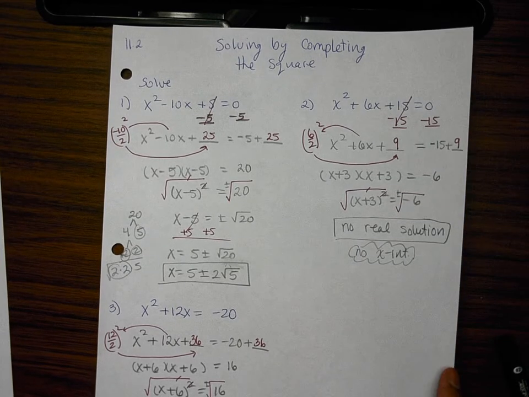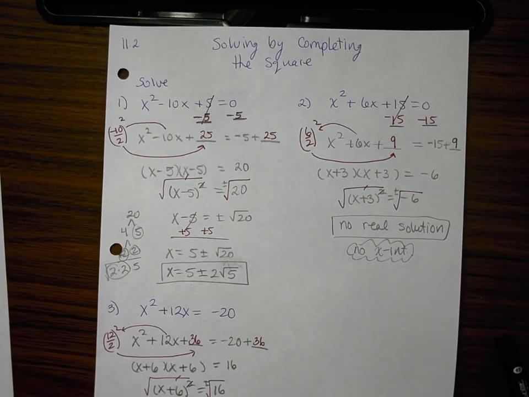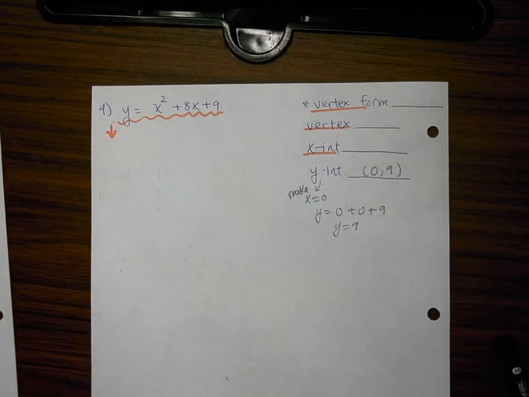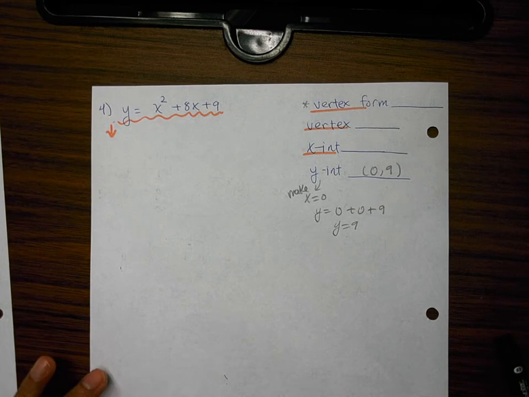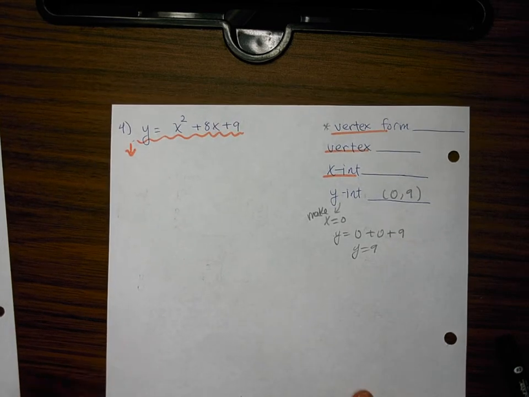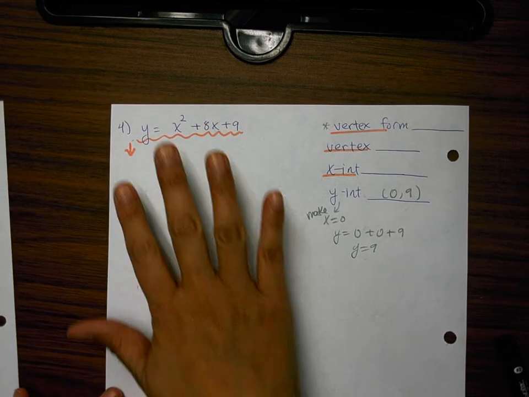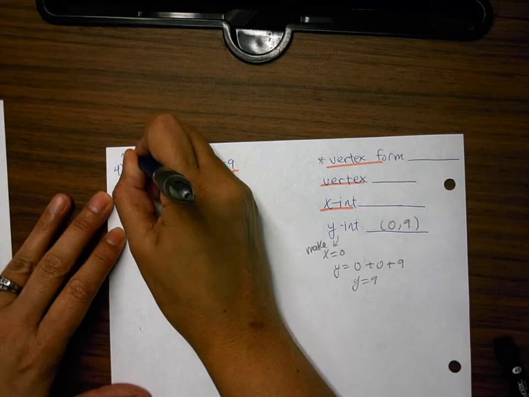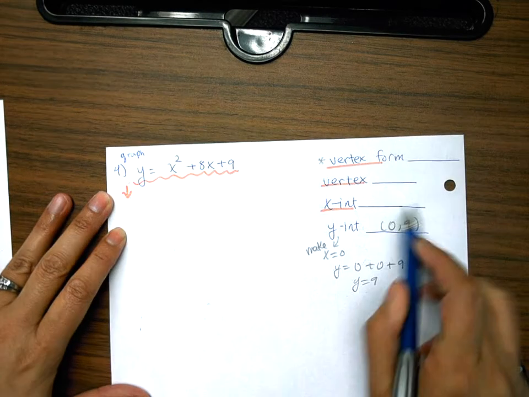So we did the front page, 1 through 3. We talked about how to solve by completing the square. And then on number 4, we started, told you guys I'd finish in class, but I'm finishing here online. Okay, so you're asked to graph this and to find those pieces of information here.